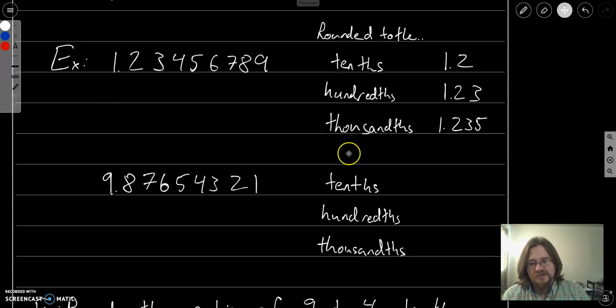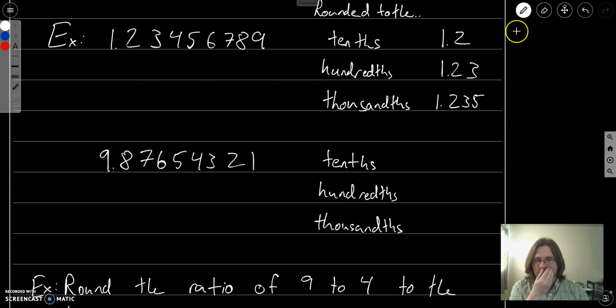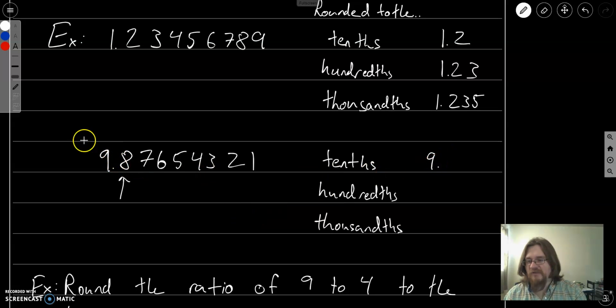Let's do another example. Maybe this one will be a little bit clearer. So here, let's round this to the tenths place. Again, here's the tenths place. So I'm going to write everything that comes before it. So it's just a 9. So 9 point something. And I'm either going to keep this 8, or I'm going to round it up to a 9. And you look at the next place, which happens to be a 7, which is bigger than 5. So we're going to round up. Cool, and that's how we round this to the tenths place.